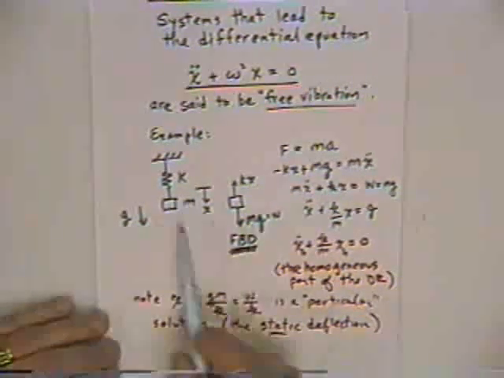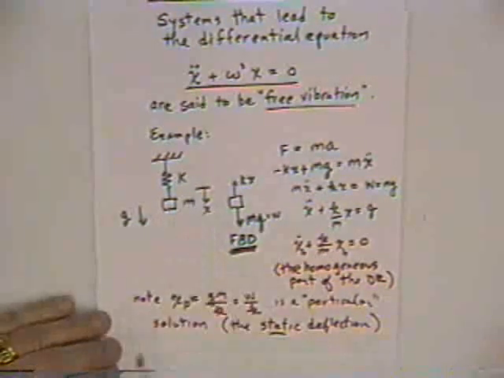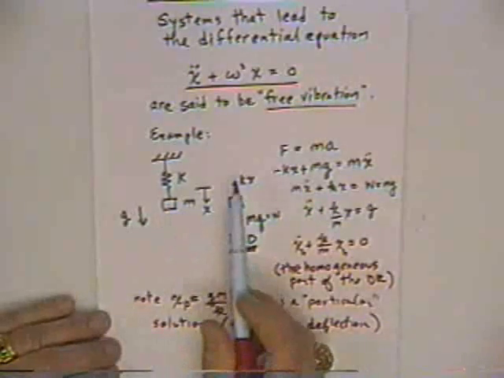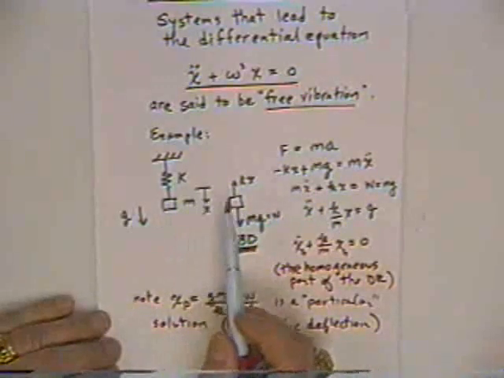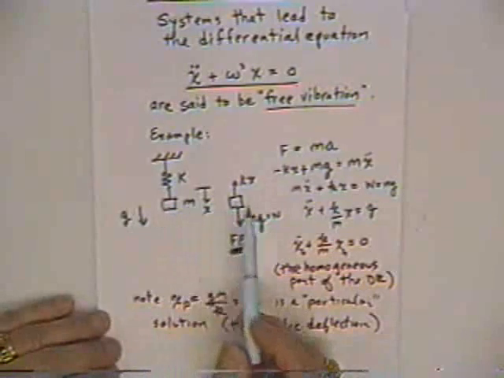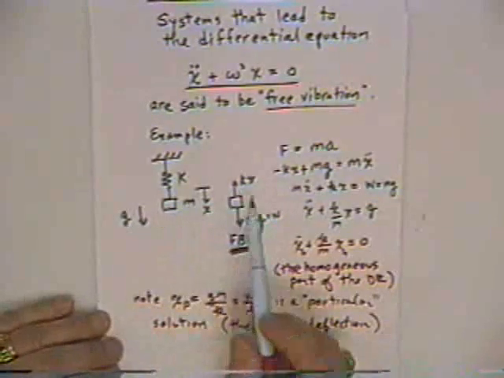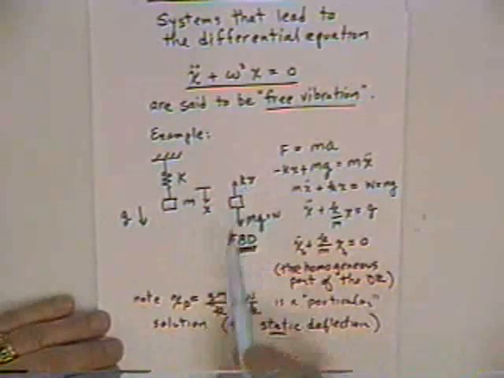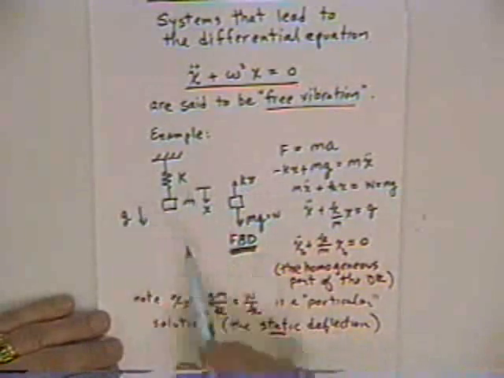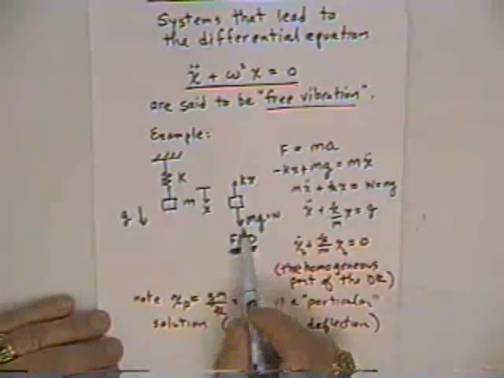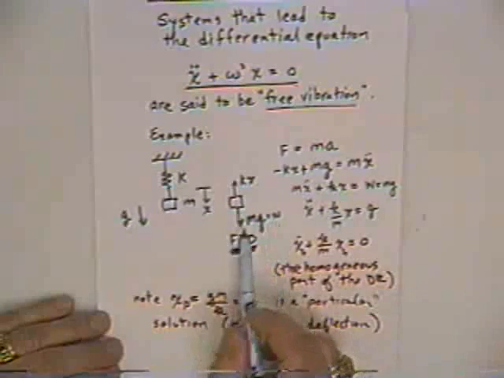This one says that if it's displaced a distance x, there's a restoring force in the spring that points up if x is down. If it's pulled down, the spring tension pulls it back up. The magnitude of the force in the spring is always kx. That's the definition of a linear spring. The weight acts, and that's the only other force that acts. It's downward.